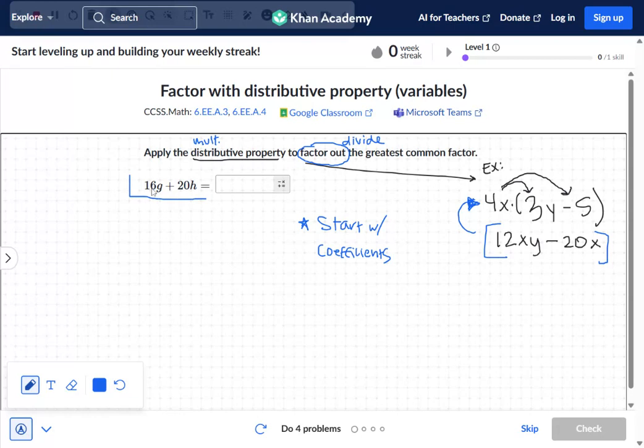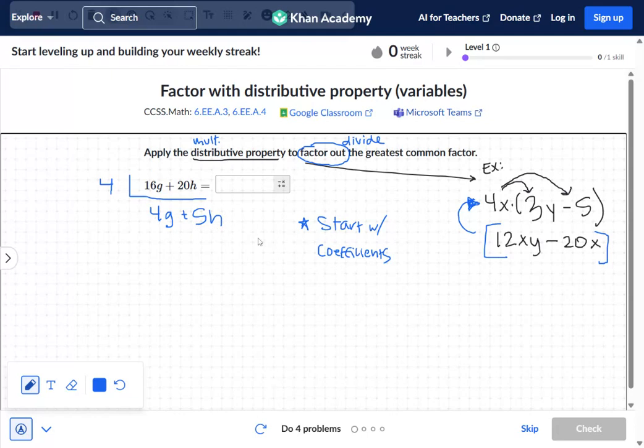So between 16 and 20, we're thinking, what do they both have in common? What number could we divide out of both of them? If you didn't know right off the bat, we could tell they're both even. You could divide out a 2 and then another 2. But looking at this, I can see that 4 is going to go in evenly, so we're going to work that out first. Divide out 4. 16 divided by 4 leaves us with 4, we'll have G. 20H divided by 4 is 5H. And now this is what we're left with.